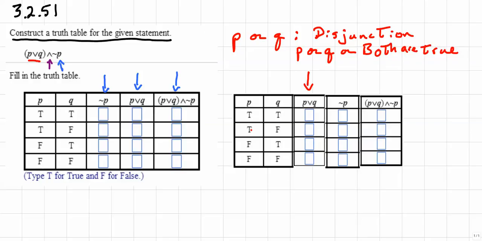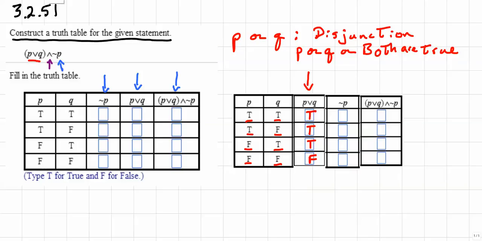So we'll start out by looking at this, and we're going to say, okay, P is true, Q is true. That means P or Q, which is a disjunction, is true. Then we look at this line or row in the table. P is true, Q is false, which means that P or Q is true. P is false, Q is true, which means that P or Q is true. And then here we have both of them being false. That means that this statement is false. And now we've established the truth value for P or Q.